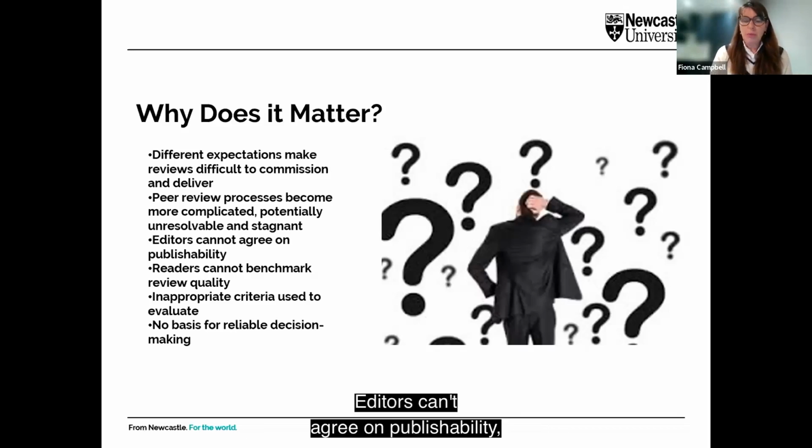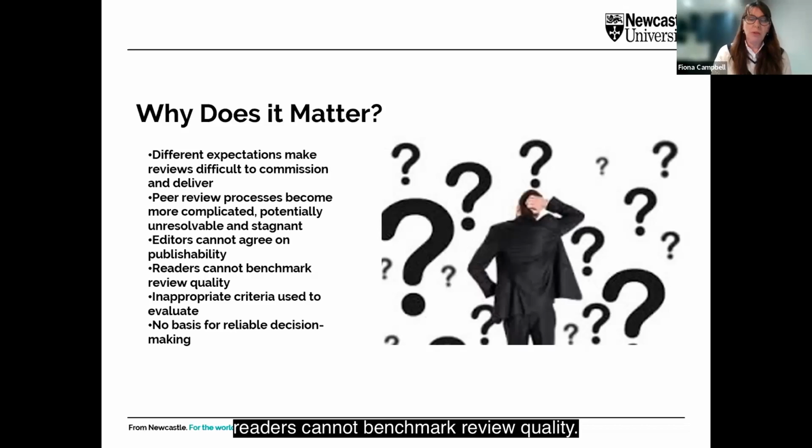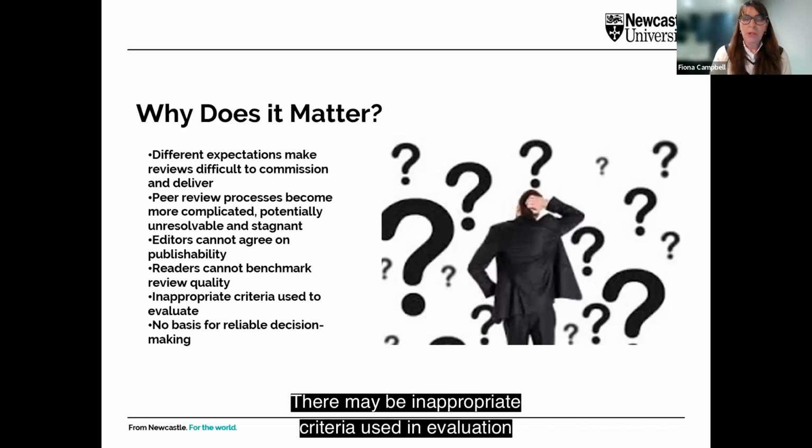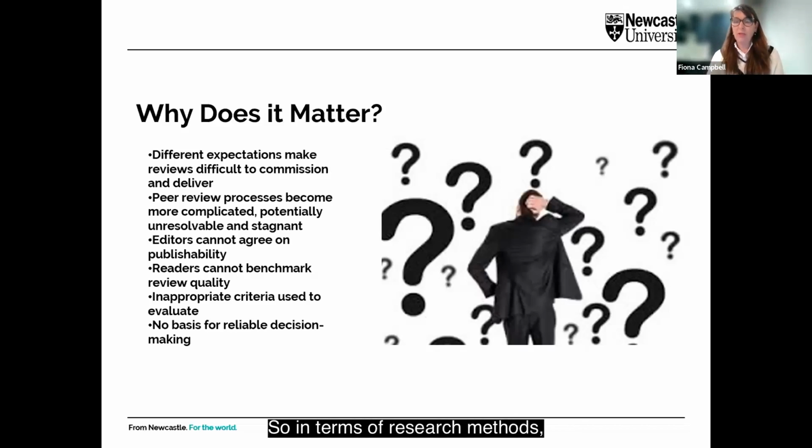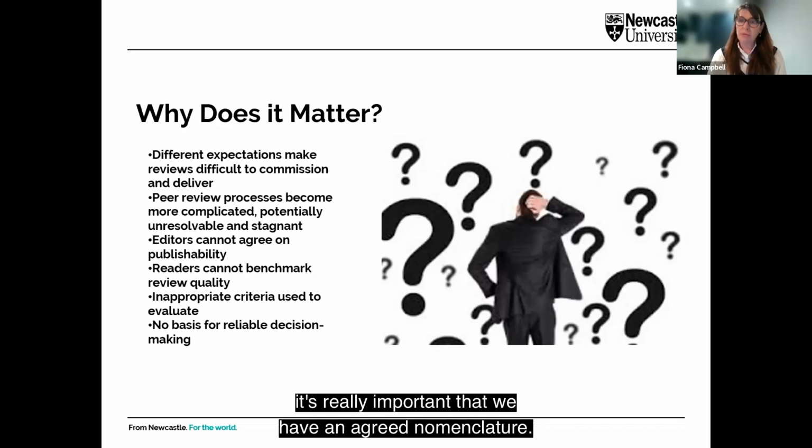Editors can't agree on publishability. Readers cannot benchmark review quality. There may be inappropriate criteria used in evaluation, and these are not a basis for reliable decision making. So in terms of research methods, it's really important that we have an agreed nomenclature.